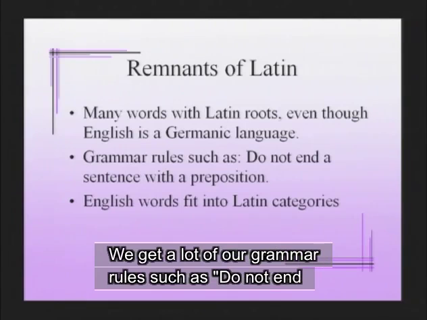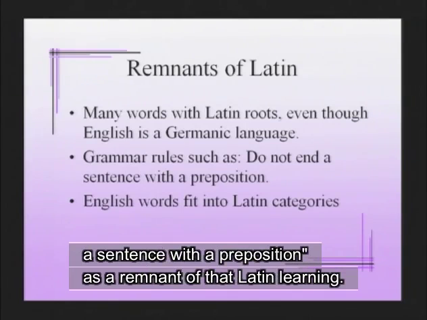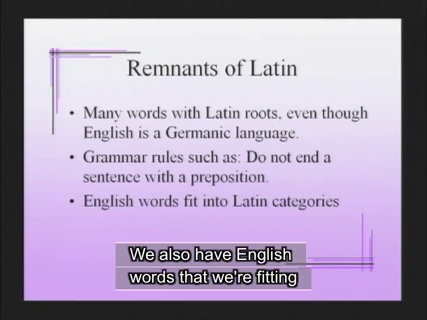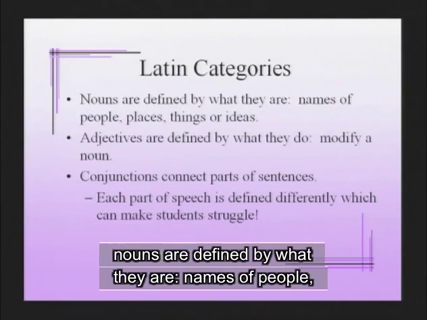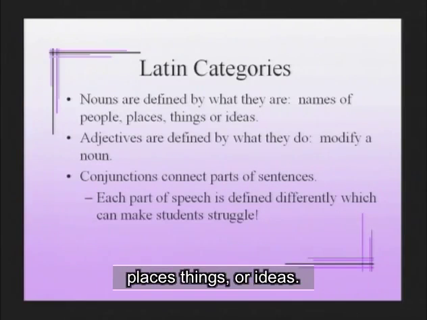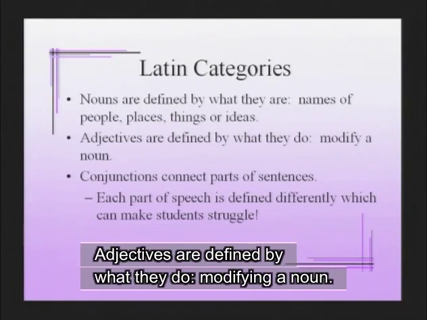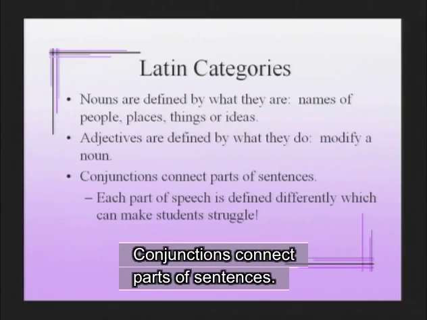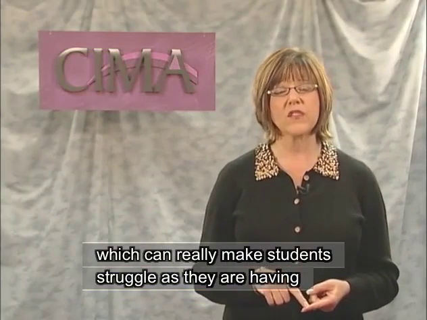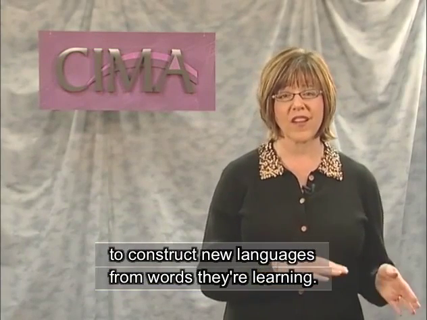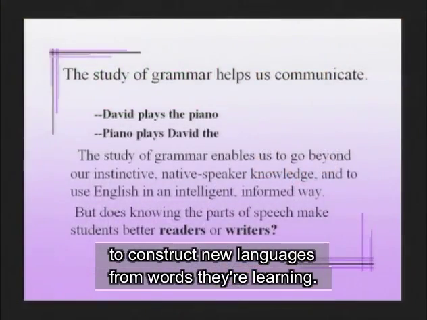We get a lot of our grammar rules, such as do not end a sentence with a preposition, as a remnant of that Latin learning. We also have English words that were fitting into Latin categories. These Latin categories include that nouns are defined by what they are, names of people, places, things, or ideas. Adjectives are defined by what they do, modifying a noun. Conjunctions connect parts of sentences. Each part of speech is defined differently, which can really make students struggle as they are having to construct new languages from words they're learning.